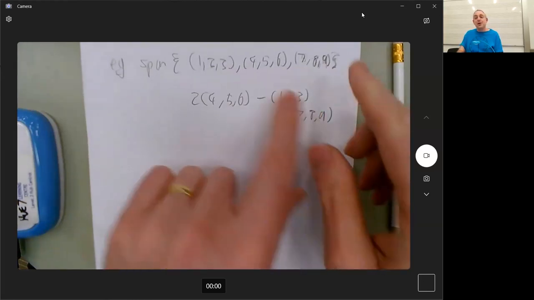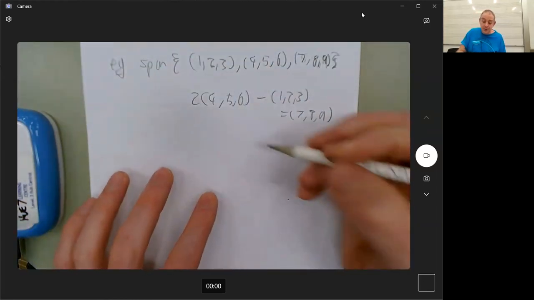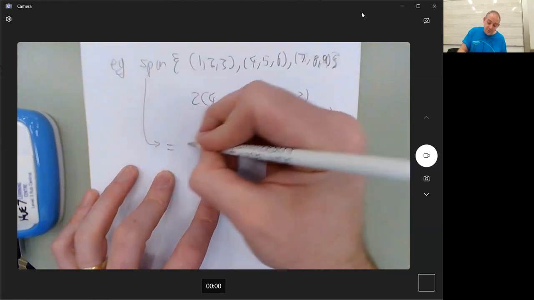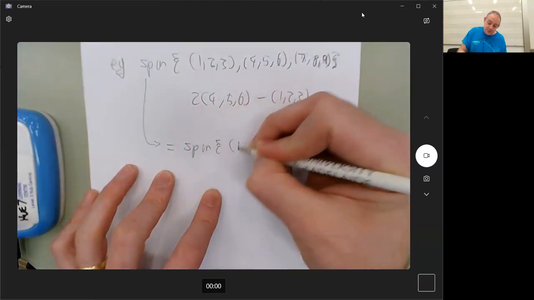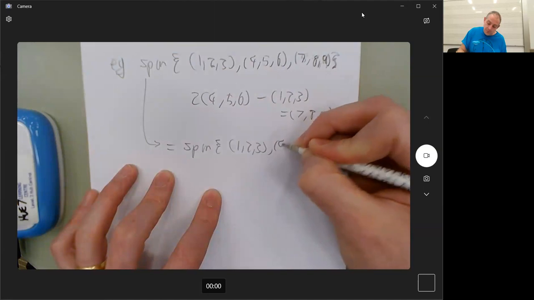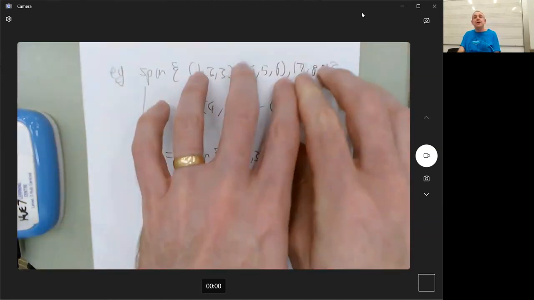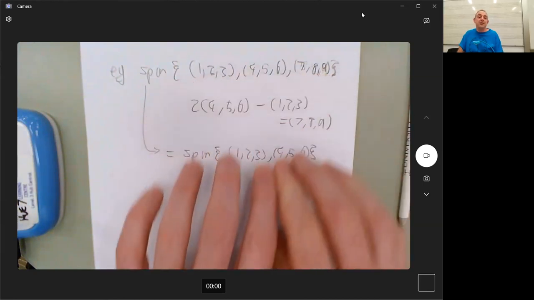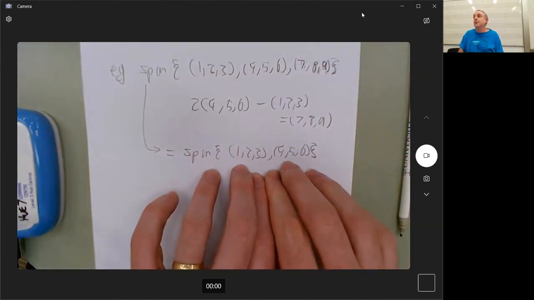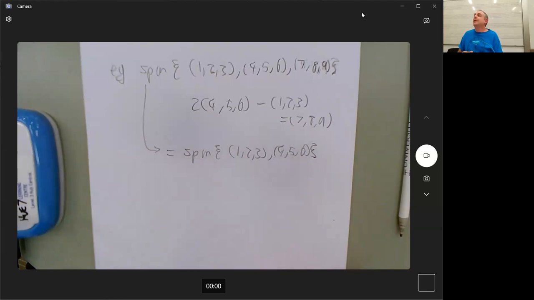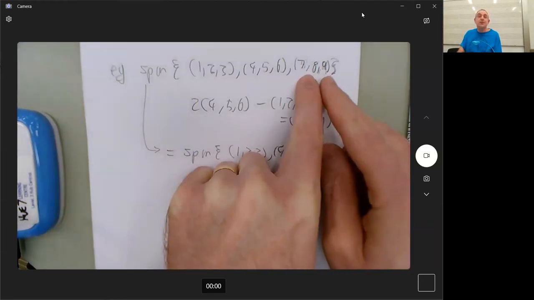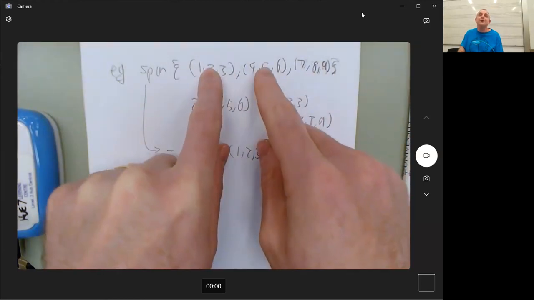So because one of them is already a combination of the other two, that means that this is equal to the span of just 2 of them. The places I can get to using these 3 vectors is the same places I can get to just using these 2. That's because it's on the same plane that the other two already span. This vector doesn't add anything extra because it's already in the plane that these two span.